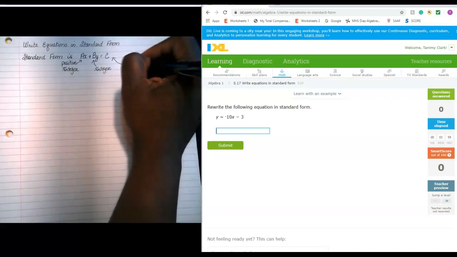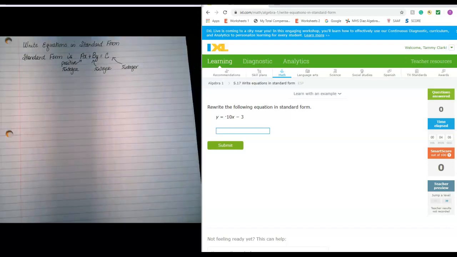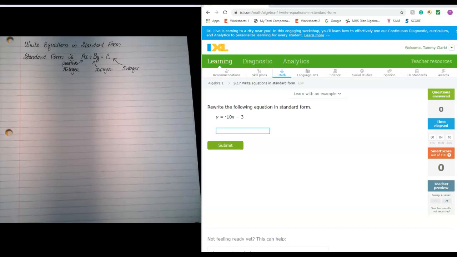An integer is simply all negative and positive numbers, and 0, but in this case we don't want anything to be 0.